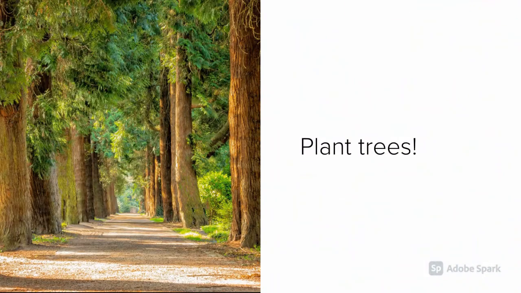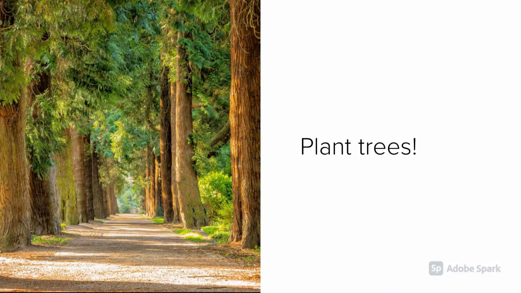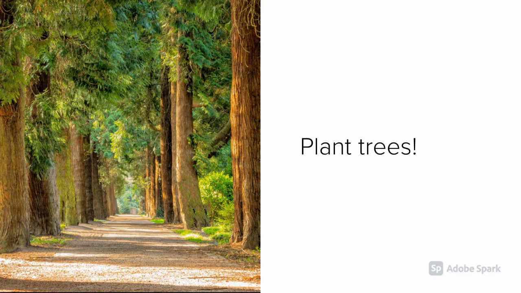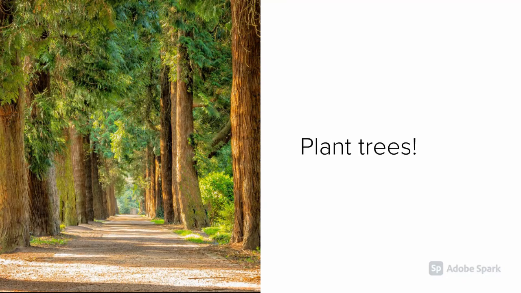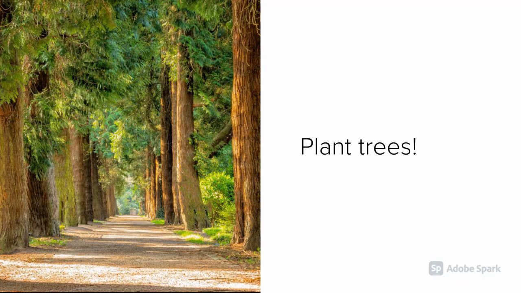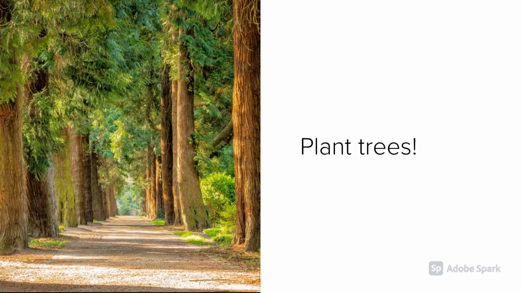Planting trees is another way to help with global warming. Trees absorb carbon dioxide, so planting more trees helps reduce the amount of carbon in our atmosphere. According to a study published in the Journal of Science, we could remove roughly 2/3 of human-made carbon by letting all forests regrow.